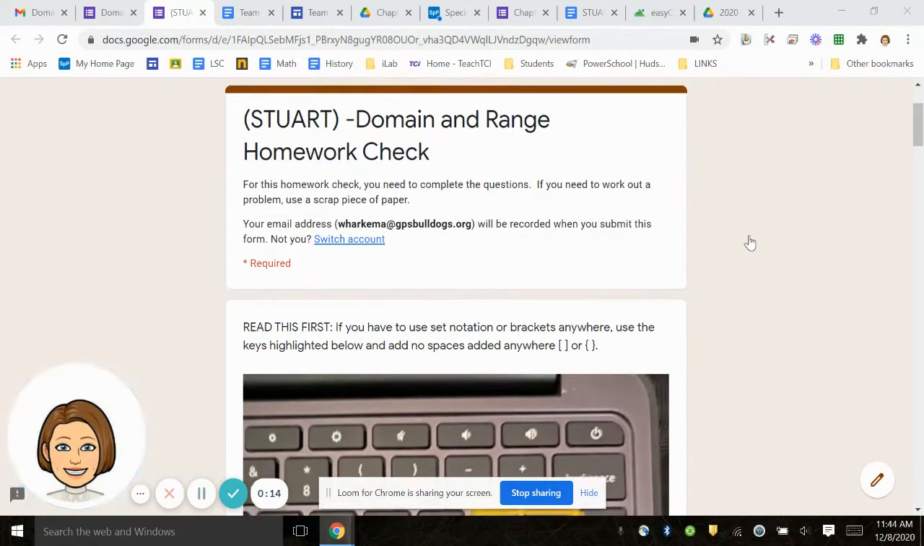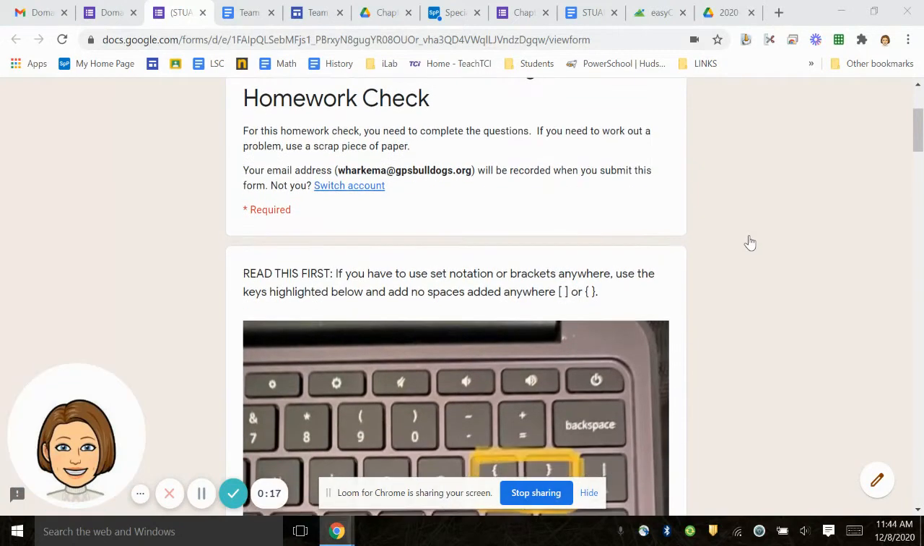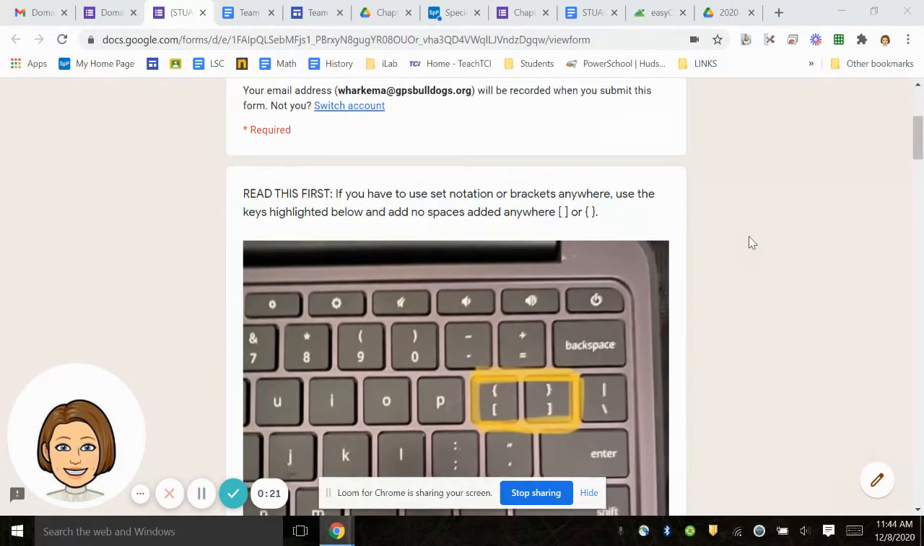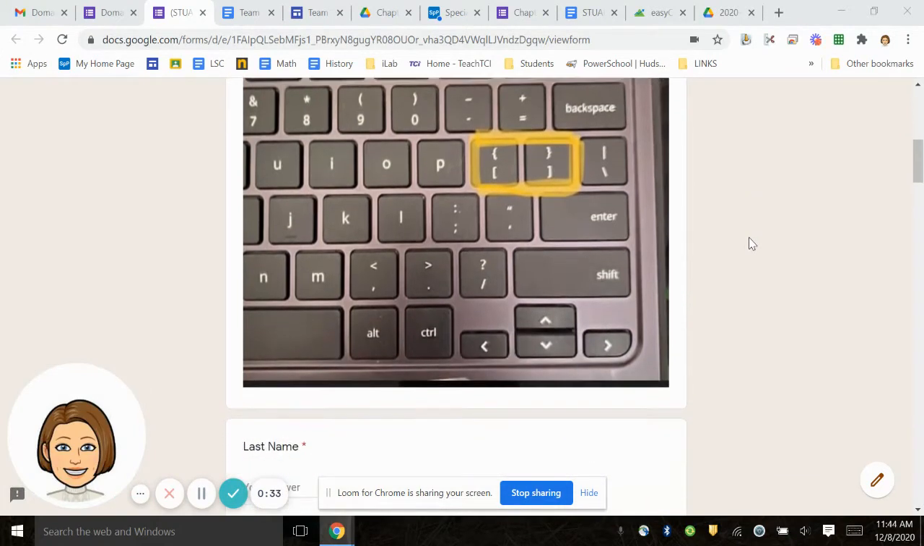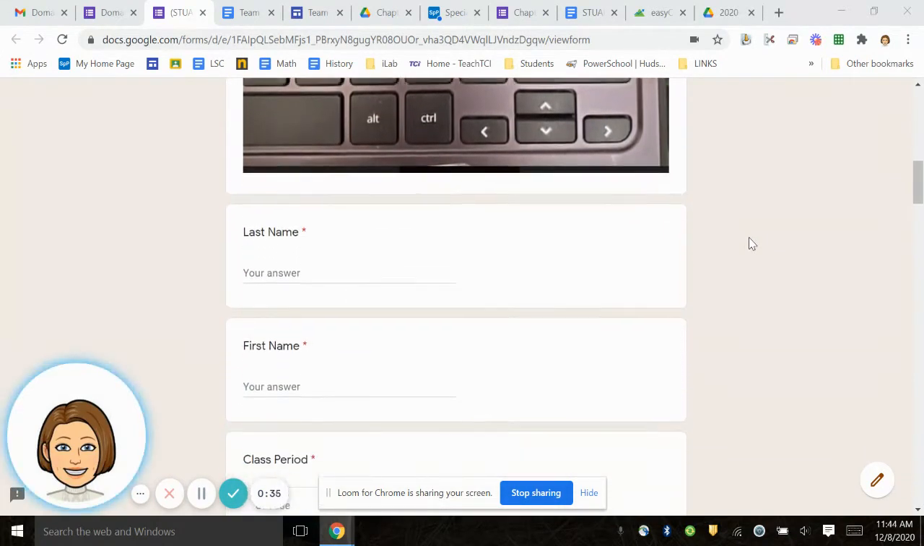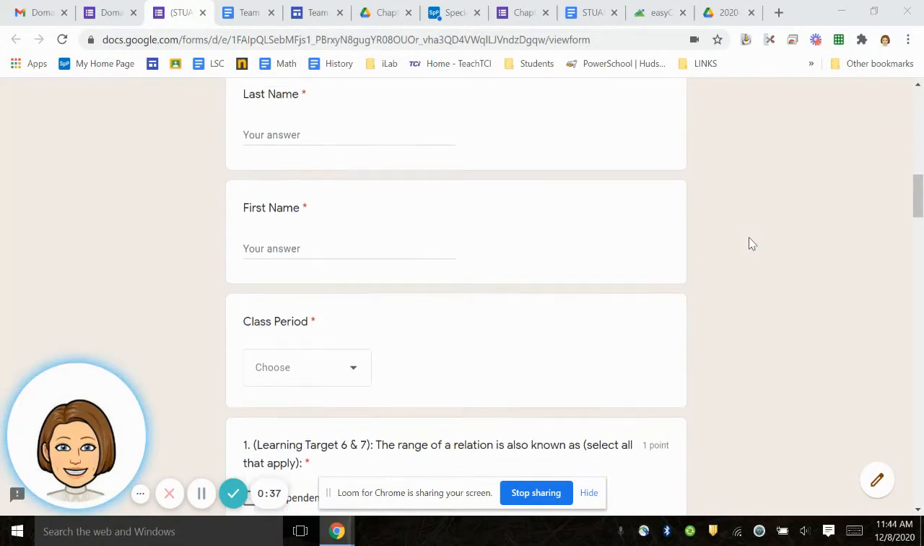For this homework check, you will need to complete the questions. If you need to work out a problem, use a scrap piece of paper. Read this first. If you have to use set notations or brackets anywhere, use the keys highlighted below and add no spaces added anywhere. Enter your last name, your first name, and choose your class period.